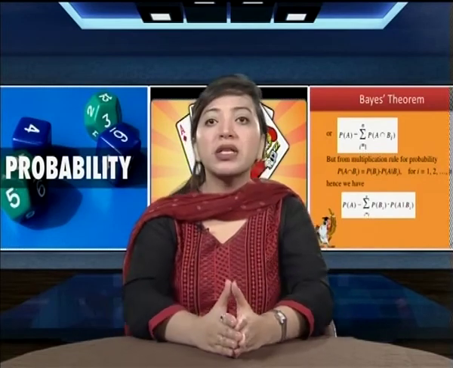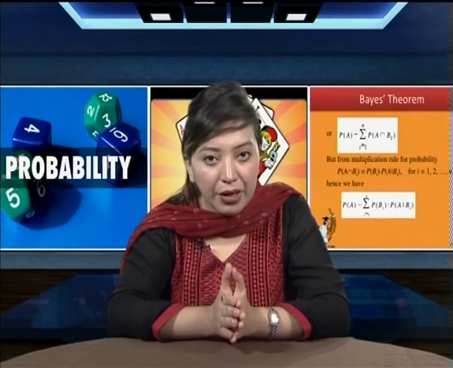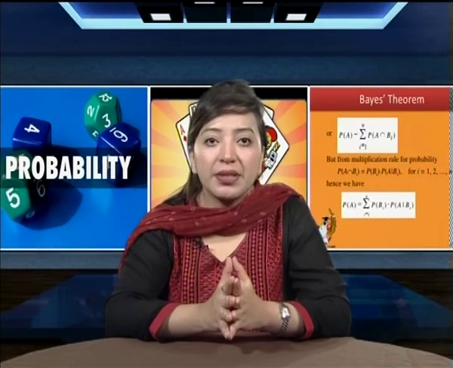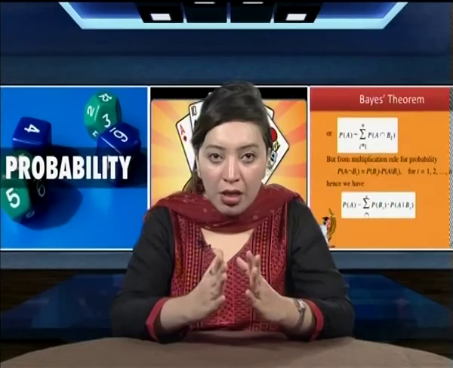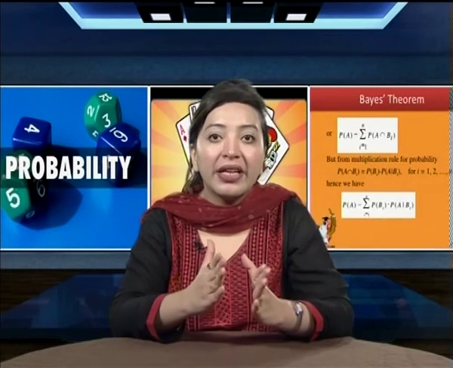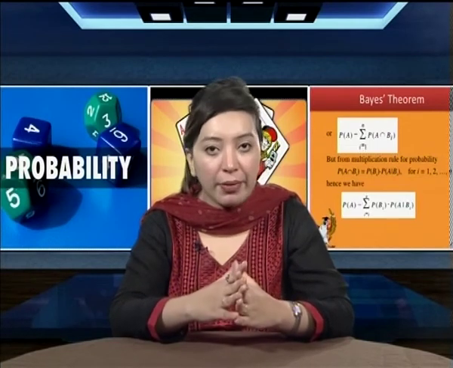We can list all the possible values of X along with the associated probabilities in our table. That is called a discrete probability distribution and it is shown like this. So X takes the values 0, 1, 2, 3 and the corresponding probabilities to these X values will be 1 by 8, 3 by 8, 3 by 8, 1 by 8. So this table contains two rows. The first lists the values the random variable X can take on, and the second lists the corresponding probabilities.